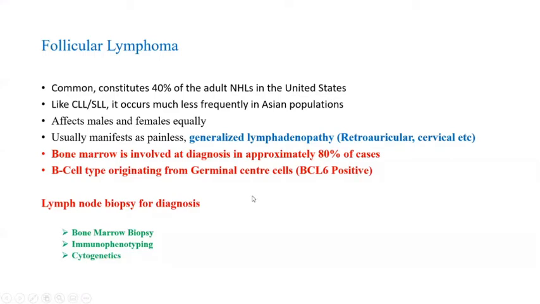And what is the cell of origin? You should always remember the cell of origin for each and every lymphoma. So it arises from the germinal center cell. So it will be positive for BCL6, because BCL6, as I discussed earlier, is a marker of germinal center.